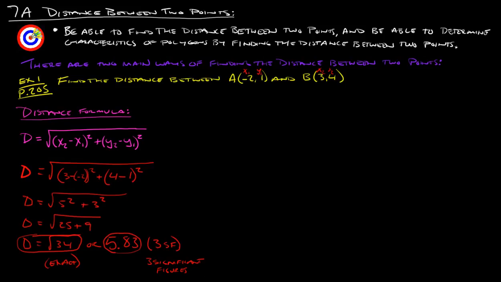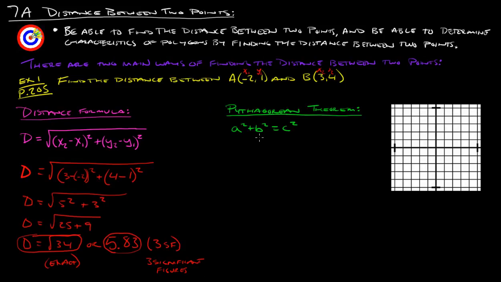So that's one way to do it, the distance formula. Another way to do it is to use the Pythagorean theorem, which is a squared plus b squared equals c squared. Let me show you what we do with that. Basically, you want to plot these 2 points on a graph and then turn them into a triangle. A is at -2, 1, so there's A. And then B is at 3, 4, so 1, 2, 3, up 4.